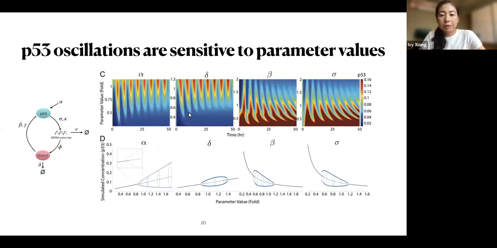We can also do that for the other 3 parameters. So delta seems to be similar to alpha. When we reduce delta, the system loses oscillatory behavior. And if you look at beta and sigma, the system seems to have a reverse phenotype. For example, if you reduce beta or sigma, the system actually has a slightly heightened oscillatory behavior, and then you end up losing it when you reduce it to a much, much lower level. However, if you increase beta, the system also loses oscillatory pattern.